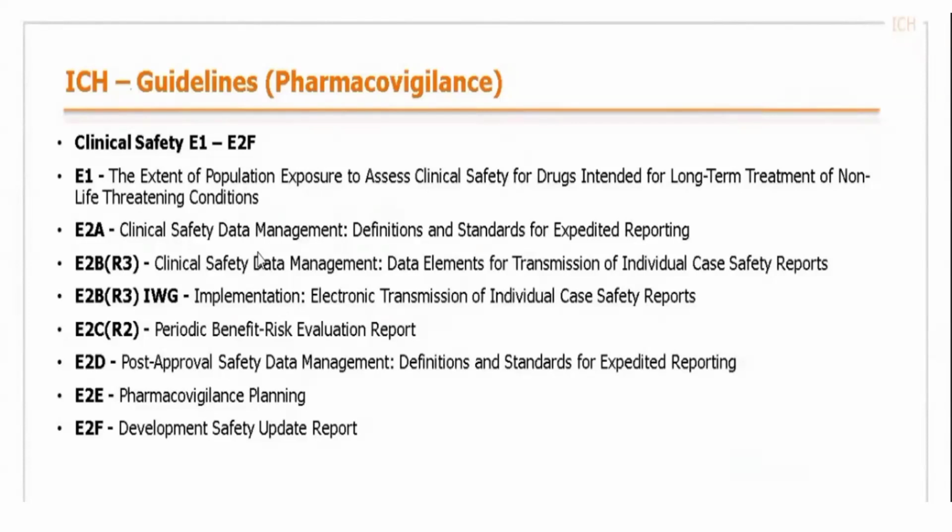So all these guidelines are related to different things. Some are related to the PSUR, some to the benefit risk evaluation, some to pharmacovigilance planning, some to the DSUR report. More or less they contain the same kind of information, but they have their own guidance, called good practice guidelines for pharmacovigilance. And this is also a key document.